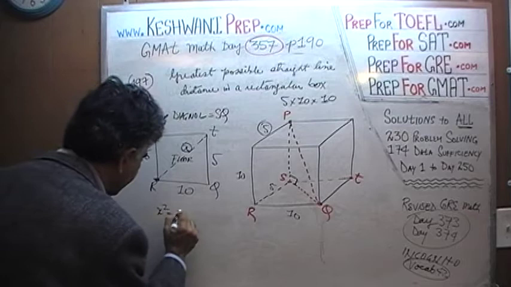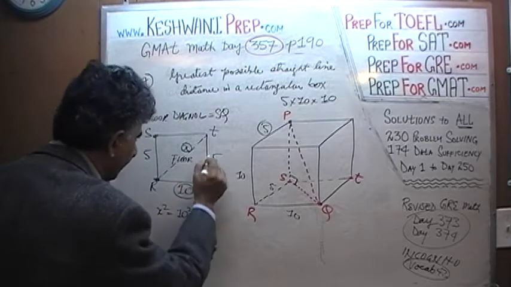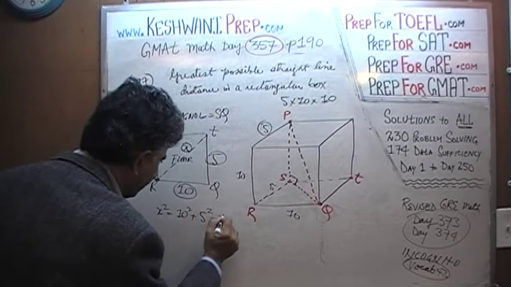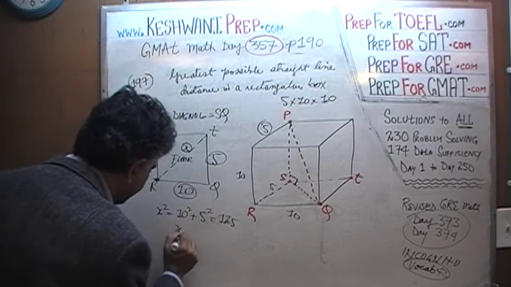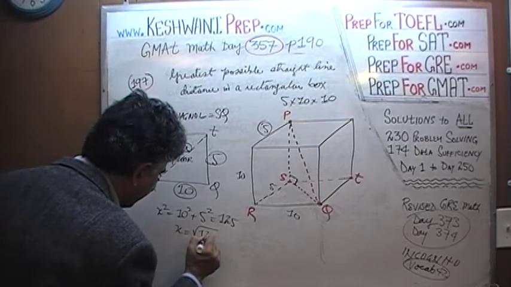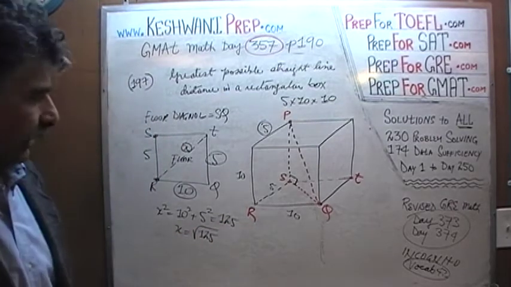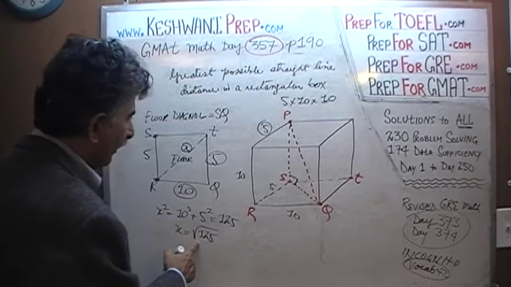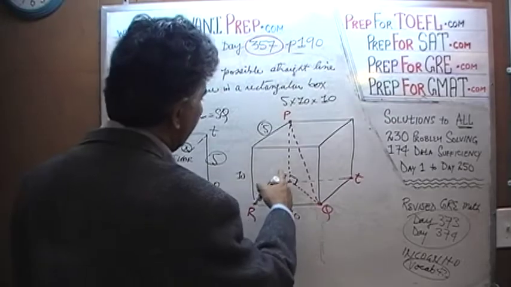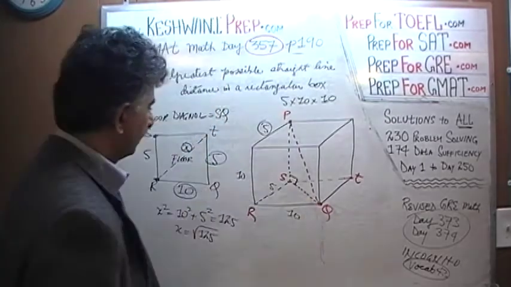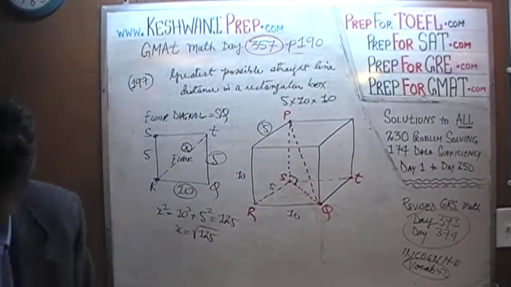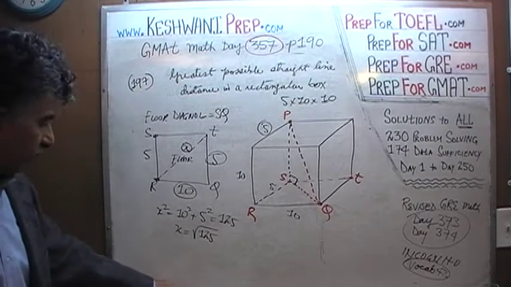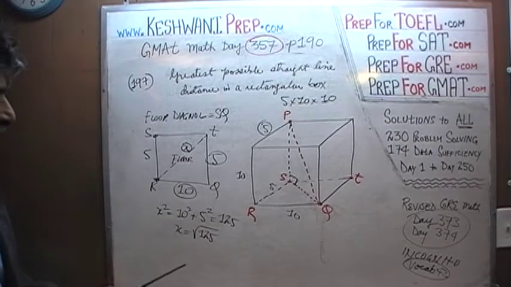X squared is going to be 10 squared plus 5 squared, which is 125. And therefore, the floor diagonal is square root of 125. That's the floor diagonal. Leave it alone. And now we're going to use this value of x, square root of 125, on the triangle SPQ. Just give me one brief second. I'm going to have to erase all of this stuff because we need the room.